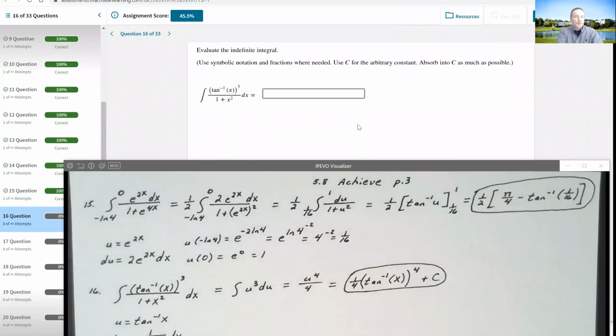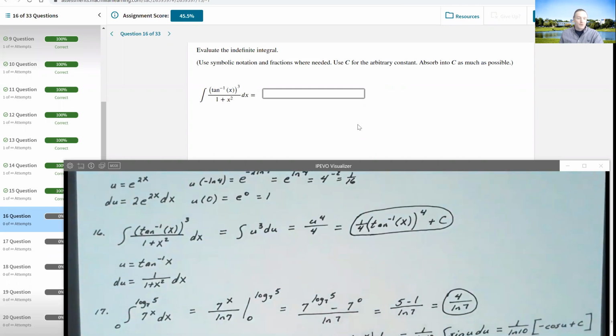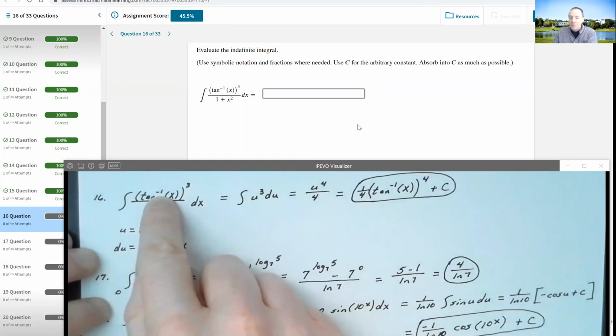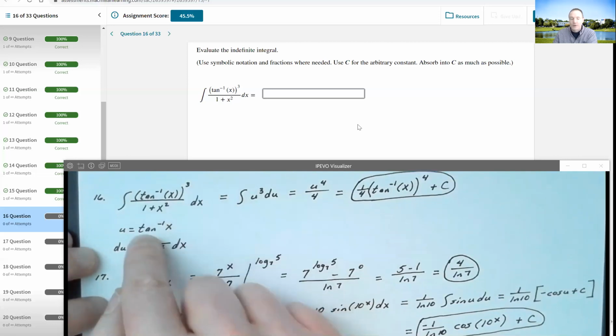Up next here for number 16, pretty quick question. It gives us the integral of the inverse tangent of x quantity cubed divided by 1 plus x squared. And we say, well, all right, I know that the derivative of inverse tangent of x is 1 over 1 plus x squared. So as soon as I see that 1 plus x squared in the denominator, that's kind of a dead giveaway. Hey, I want to let u equal what's inside of that group in the numerator. Let u equal the inverse tangent of x.